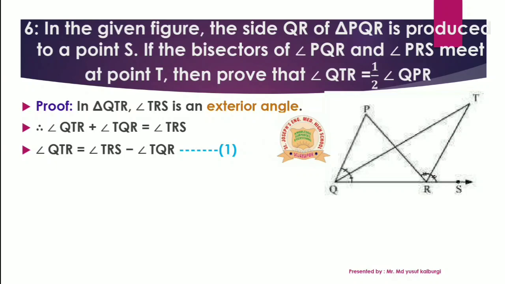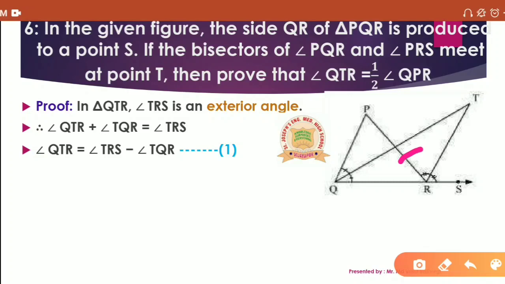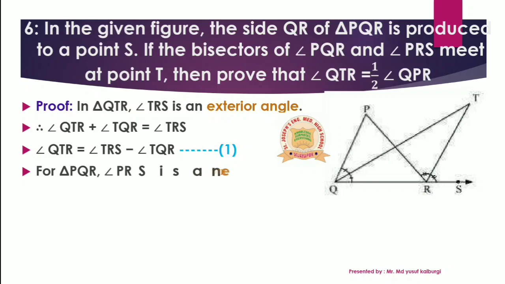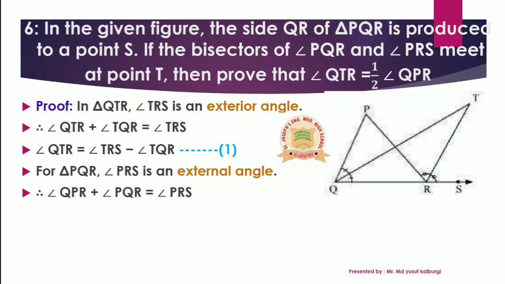Which is the triangle? Triangle PQR. For triangle PQR, PRS is the exterior angle and the two interior angles are QPR and PQR. So for triangle PQR, PRS is the exterior angle, and we can write QPR plus PQR is equal to PRS.